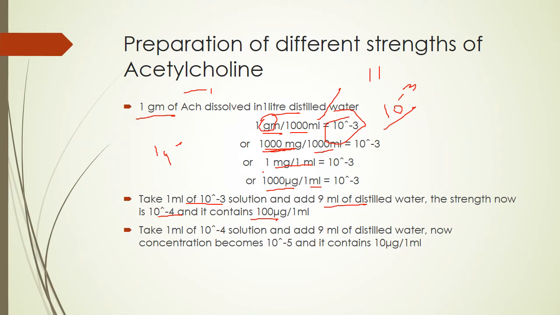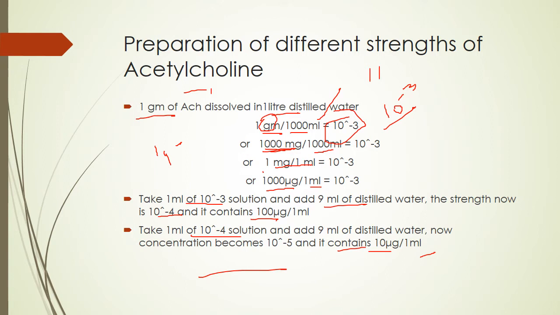Now again, if we have to make a 10 raised to the power minus 5 solution, we take 1 ml from the 10 raised to the power minus 4 solution, not from minus 3, and we add 9 ml of distilled water. Now the concentration is 10 raised to the power minus 5, and that concentration usually contains 10 microgram of acetylcholine per 1 ml. That is very important, you have to remember it and understand it.